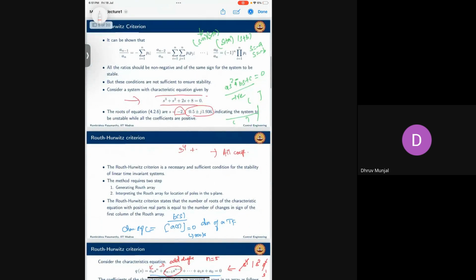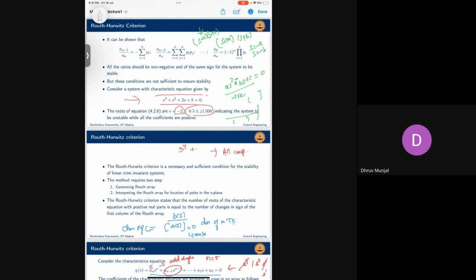So depending on the criteria, just looking for whether all the coefficients are positive is not enough. There can be some cases where all the coefficients are positive, but when you find the roots, there might be one root lying on the right and another root lying on the left. So this condition is not sufficient. This is good for most of the problems, but not sufficient to prove all the problems. So that's why we are going for the Routh criteria.